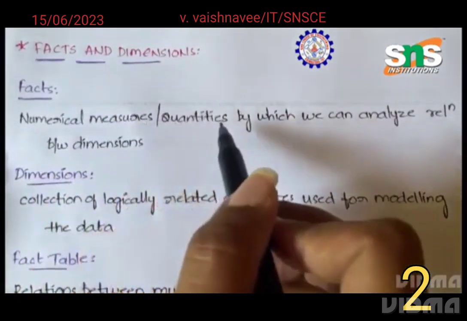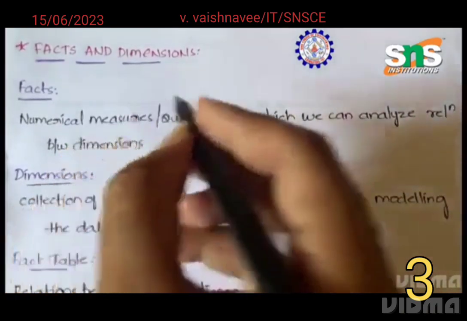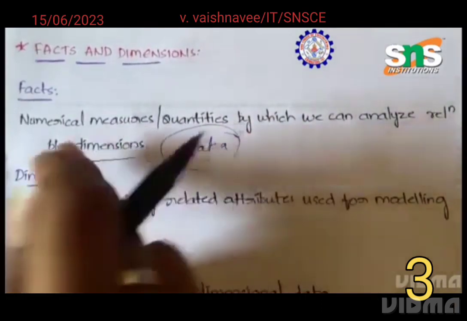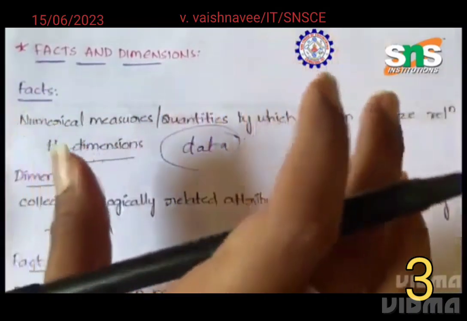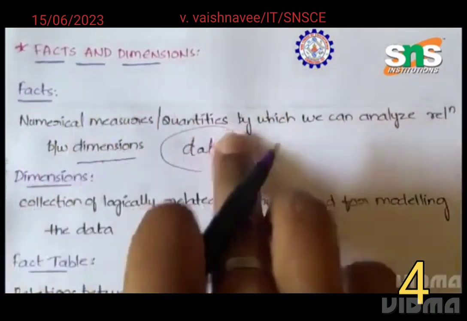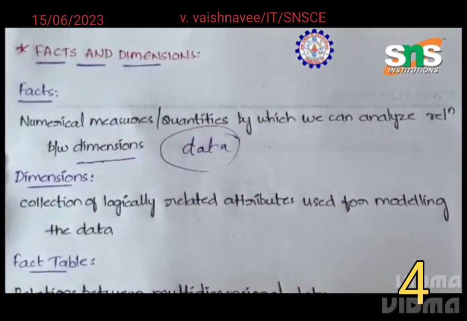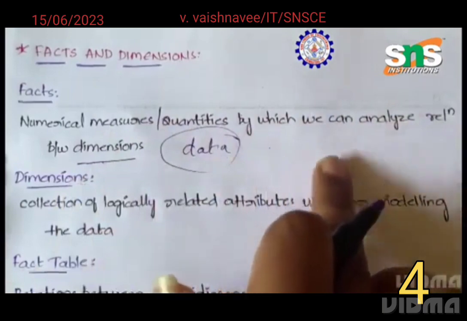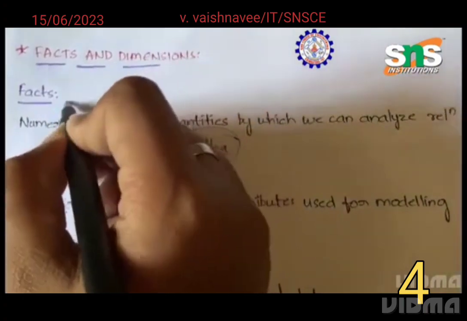Numerical measures or quantities by which we can analyze the relationship between the dimensions. Whatever data we have in our data warehouse, the data has dimensions, right? So facts are nothing but the numerical measures or quantities, you can say numerical values, through which we can analyze the relationship between the dimensions. We'll have different dimensions, like measures and attributes. The relationship between those dimensions can be analyzed with the help of the numerical measures, and those numerical measures are nothing but the facts, okay?